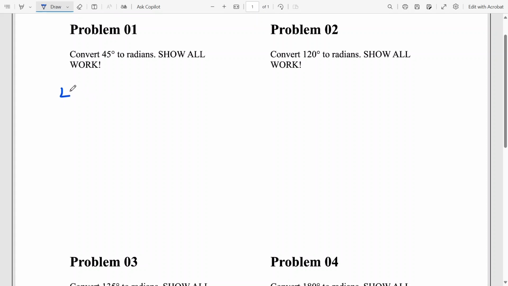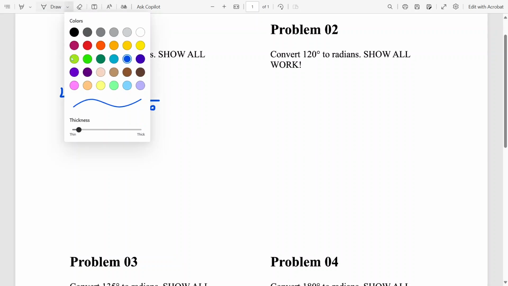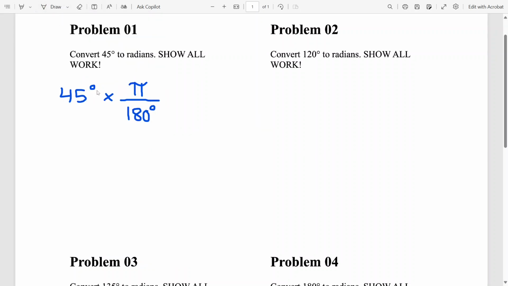So we're going to take 45 degrees and we're going to multiply by our conversion factor. So there are 180 degrees in pi radians. So we're going to use that. So we're going to multiply by pi over 180 degrees. Okay, now what happens here is the degrees actually cancel out. So we can cross out our degrees here.